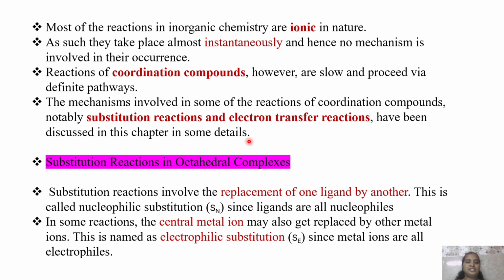Let us discuss the substitution reactions in octahedral complexes. Substitution reactions mean replacement of one ligand with another ligand, simply we can say nucleophilic substitution. Why? Because all the ligands are nucleophiles. But in some cases, the central metal ion may get replaced by another metal ion. In such a case, the substitution can be named as electrophilic substitution because metal ions are all electrophiles.